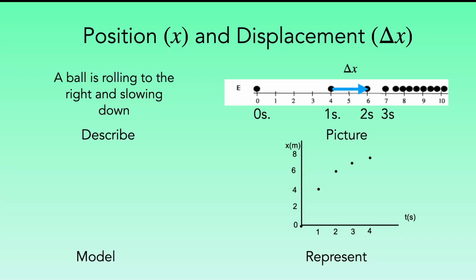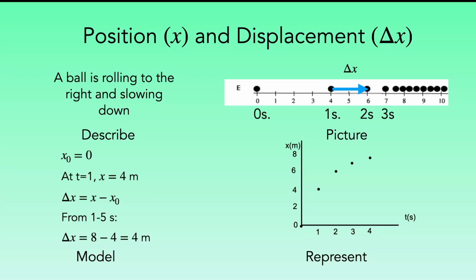So we can graph that. We can just put data points there and we can do a trend line. But we can also say some things mathematically. X0 at time 0 is 0. At time t equals 1, X is 4 meters. Delta X is X minus X0.